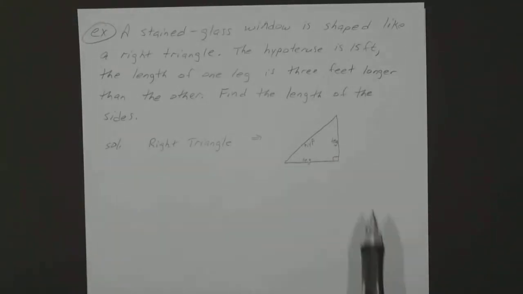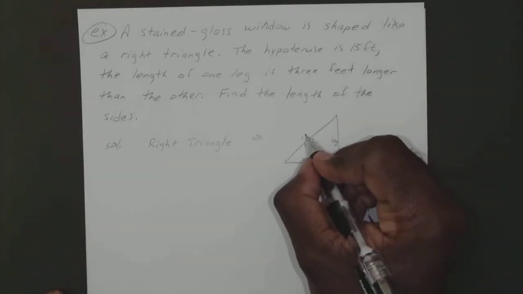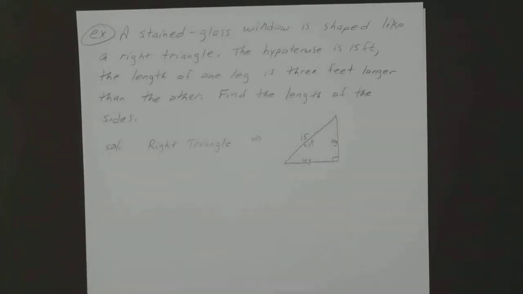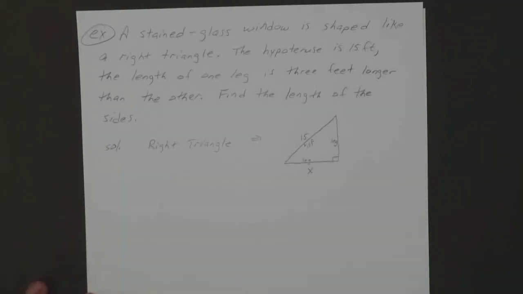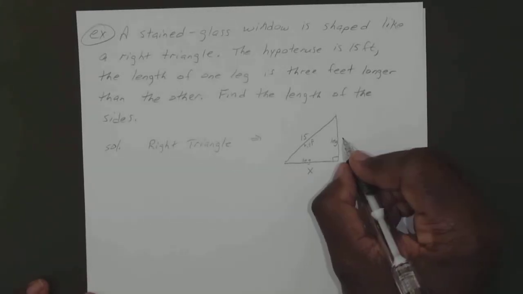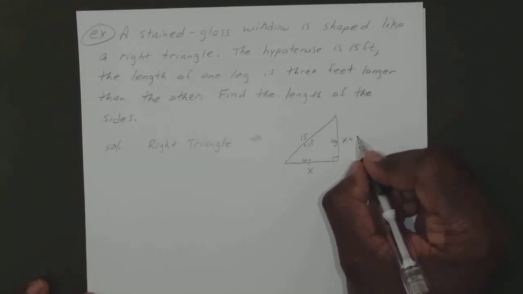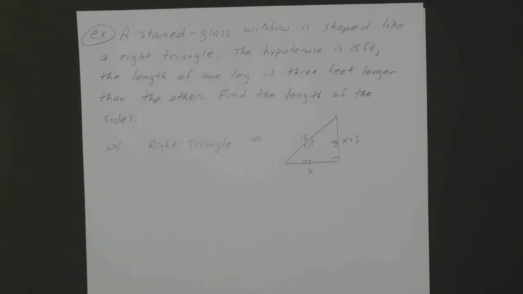Okay. So we know the hypotenuse is 15 feet. So we know that's 15. And we know one leg is 3 feet longer than the other. So since we don't know the length of either of them, we'll let this one be the first leg, x. And this leg is just the same length plus 3.